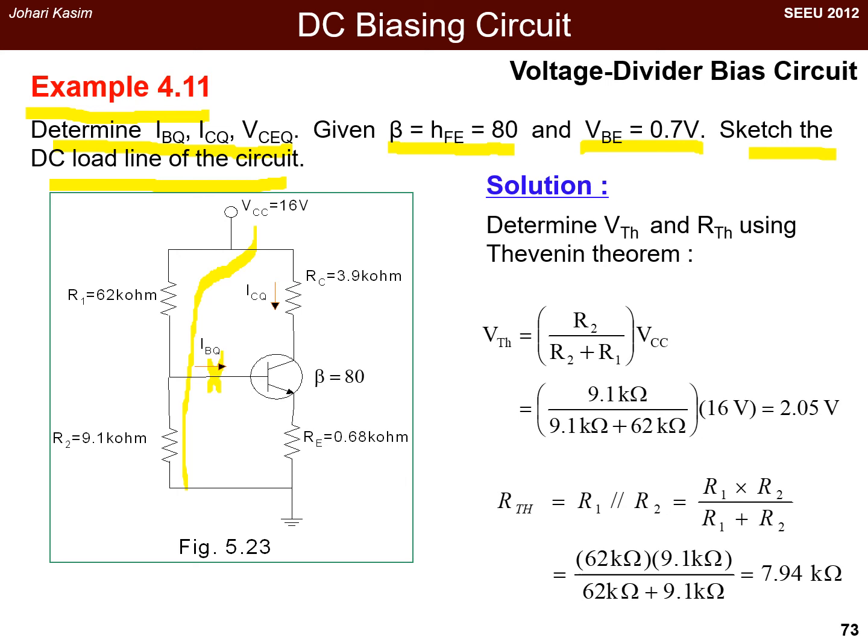After that, you find the Thevenin voltage, that is R2 divided by (R2 plus R1) times VCC. Then after you put the value, you can get Thevenin voltage equal to 2.05 volt. After that, you find Thevenin resistance, that is R1 parallel R2 equal to R1 times R2 divided by (R1 plus R2). Then after you put the value, you can get Thevenin resistance equal to 7.94 kilo ohm.